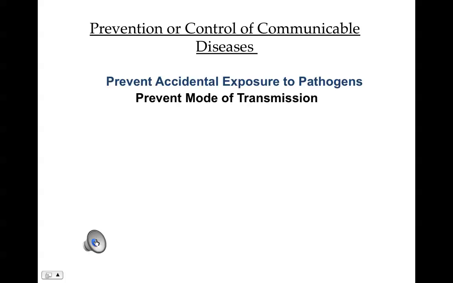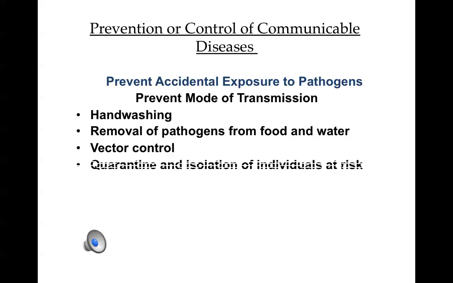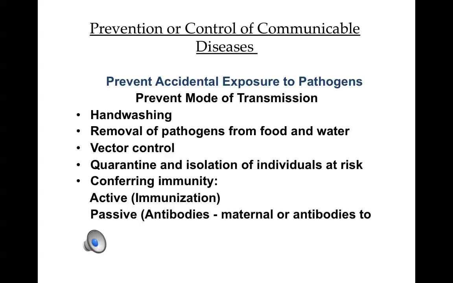How do we prevent and control disease in our own home? There are various things that we can do to prevent the mode of transmission from occurring of a pathogen from whatever the reservoir is or the source to us. And the easiest thing that we can do in our homes and in our everyday lives is hand washing. Good, appropriate, proper hand washing cannot be surpassed as a means of breaking or preventing transmission of unwanted, transient pathogenic organisms. Removal of pathogens from food and water.